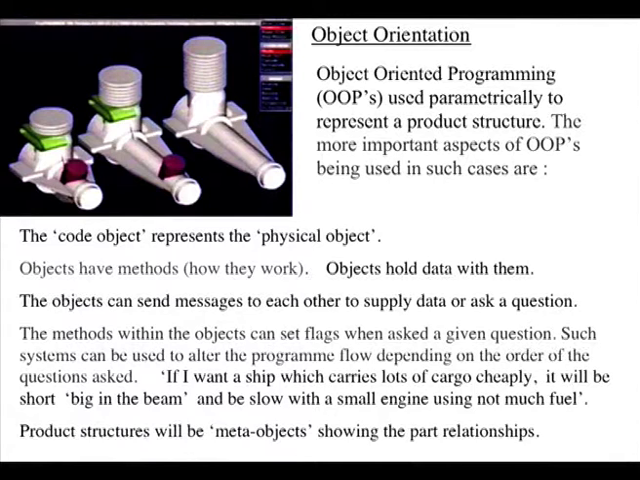If I want a ship which carries lots of cargo cheaply, it will be short, big in the beam, and be slow with a small engine using not much fuel. Product structures will be meta objects showing the part relationships.